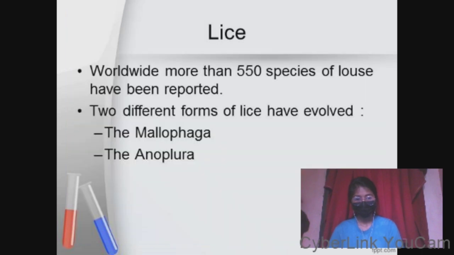Lice. If you can define lice, lice are ectoparasites of humans, cattle, and animals. Worldwide, more than 550 species of louse have been reported. Human lice survive by feeding on human blood, or animal blood, or any mammal blood. Lice infestations are most commonly caused by close person-to-person contact, or body contact, you can say.